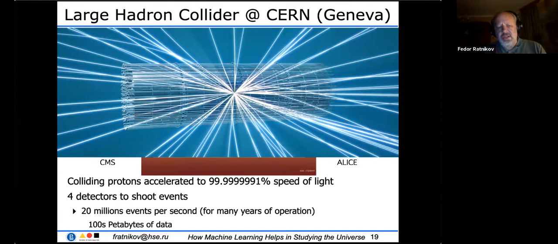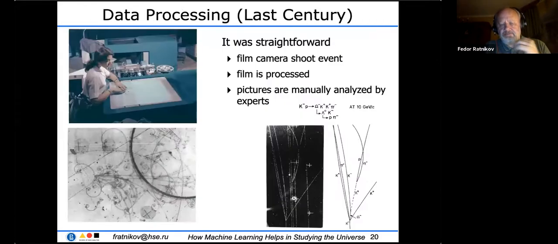So that's great. The problem is that to get enough data, those collisions are made 20 million times per second, and those detectors operate for several years. So as a result, we have 100 petabytes of data. How to process those data? In the old days, the processing was straightforward.